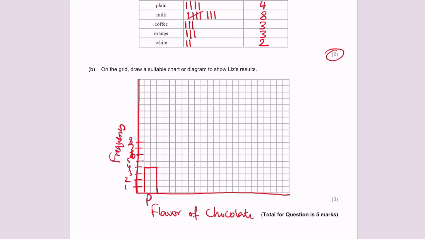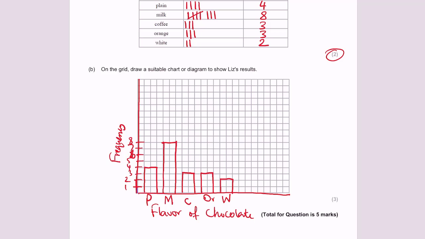That's plain. So write the first letter. Milk is 8. Go all the way up to 8. Milk. Then we have coffee is 3. Coffee. Orange is 3. Orange, O R. And white is 2. W. Okay, and that's the bar chart.